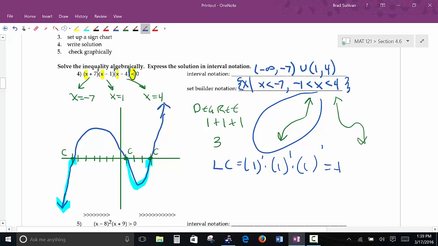Wait, 1 or -1? What's that? Oh, +1. Why did I put a -1 there? Okay, like that. Because I'm Irish, that's why I did that.